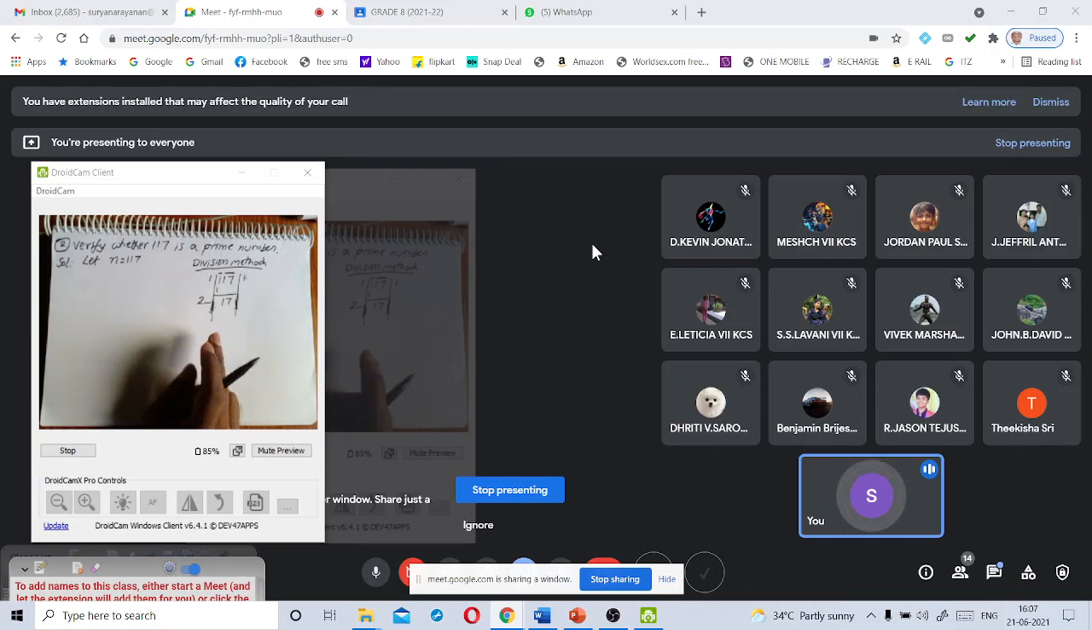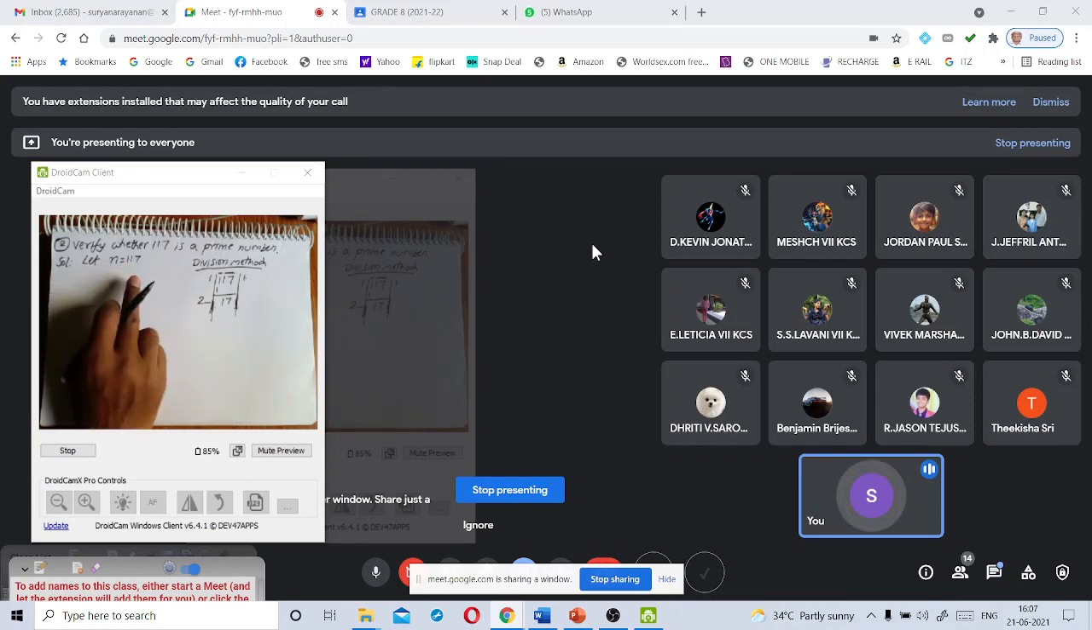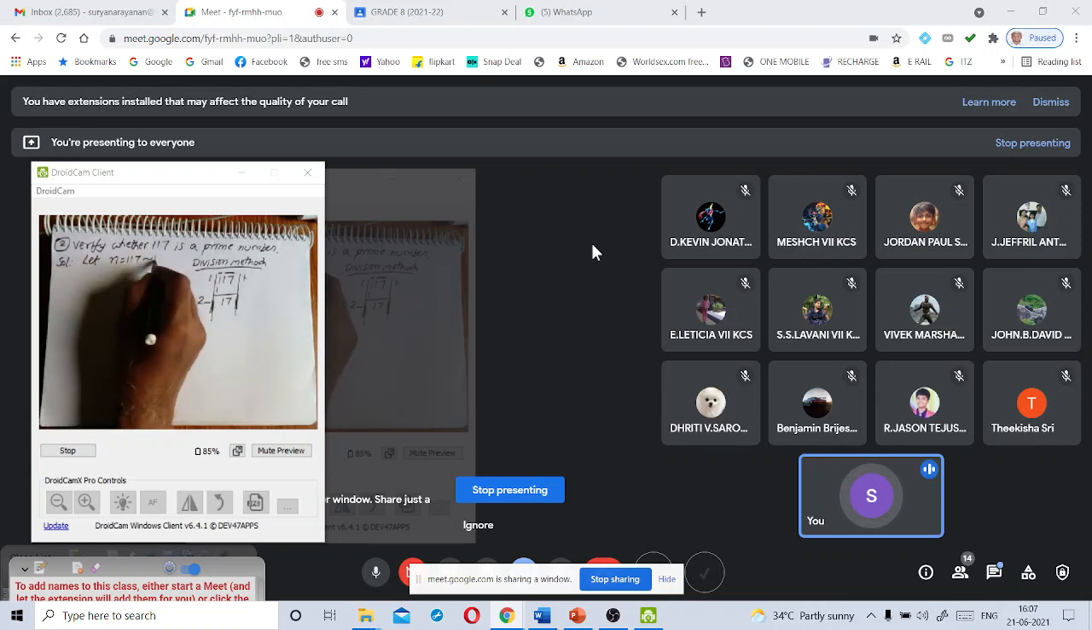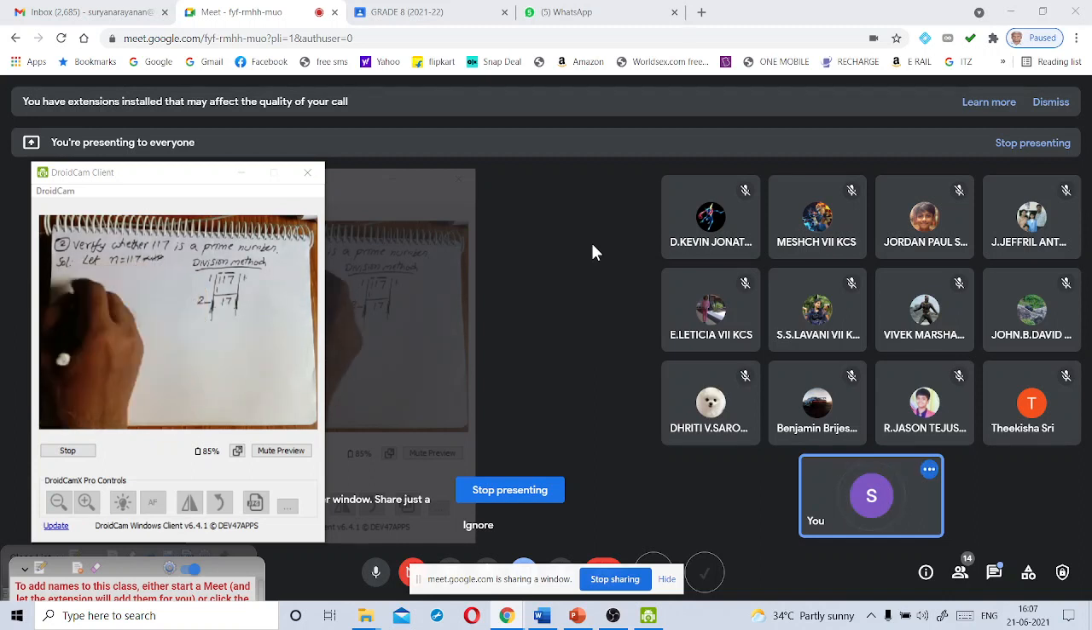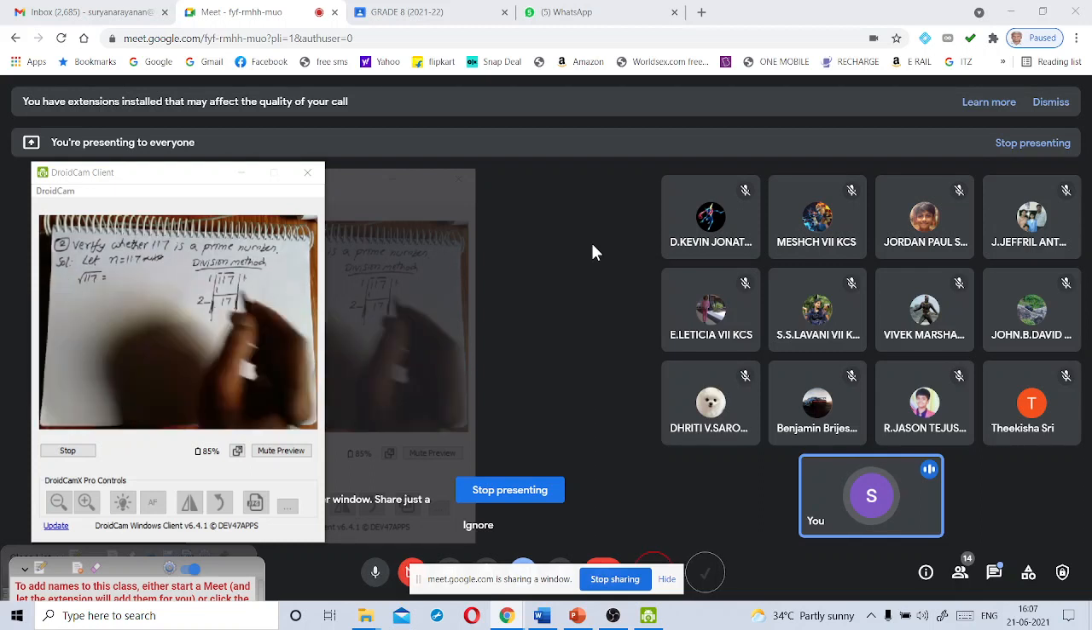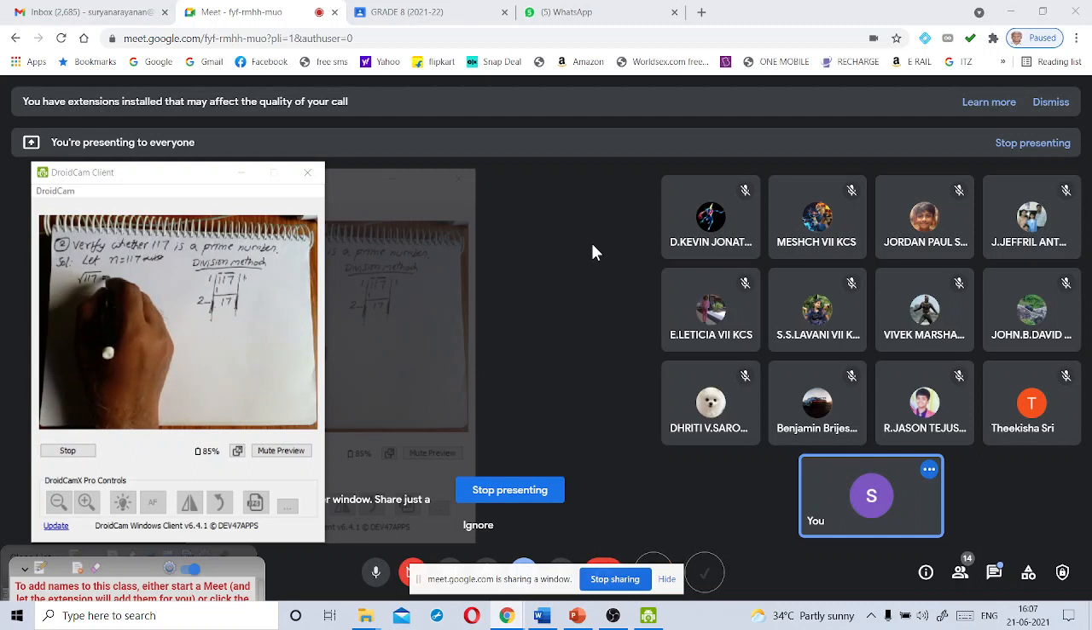So it is approximately root 117. It is approximately nearly 10. Square root of 117 is approximately near 10.